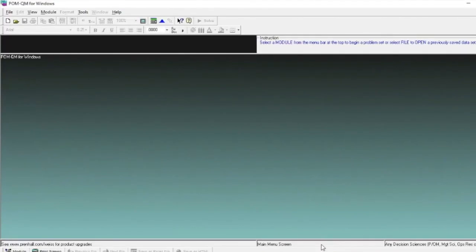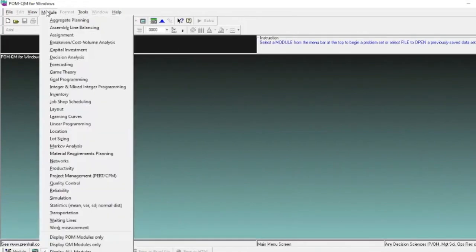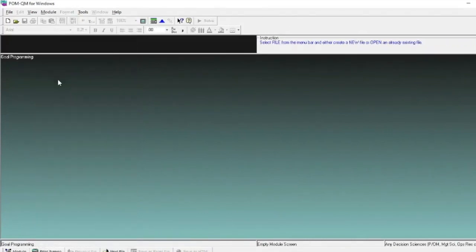Everyone, welcome. So for this discussion, we are going to discuss the application of the goal programming problem based on our previous presentation. We will apply this on POM-QM. Okay, so this is one of the software packages used in operations research, in production and quality management, and any other IE related subjects. So for us to be able to start, first we must set our module into goal programming. So just click module and choose goal programming.